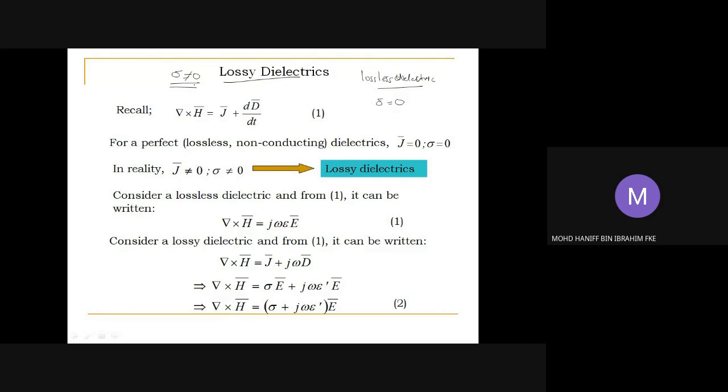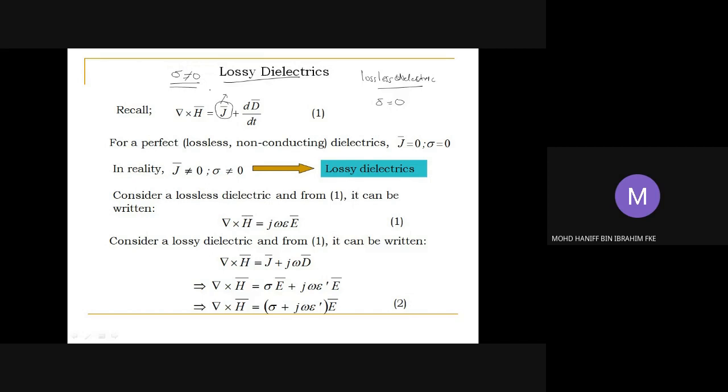To start the lecture on lossy dielectrics, it's good if we go back to Maxwell's equation in time varying fields that we learned last Tuesday, the modification of the curl of H equals J. Previously, in the static field, we had curl of H equals J, but for the time varying field, it is curl of H equals J plus dD over dt, in which J is your conduction current, whereas dD over dt is your displacement current. We agreed on this last Tuesday.